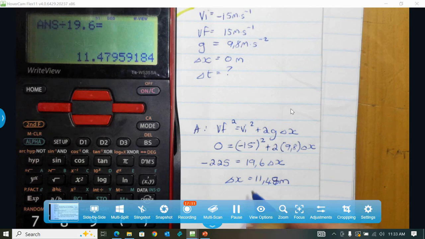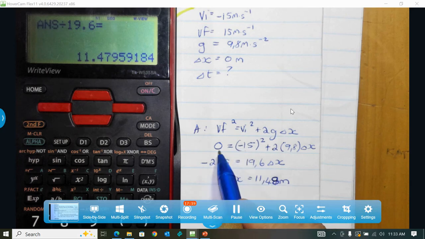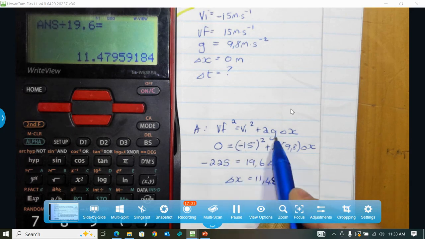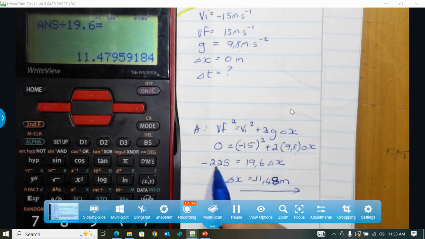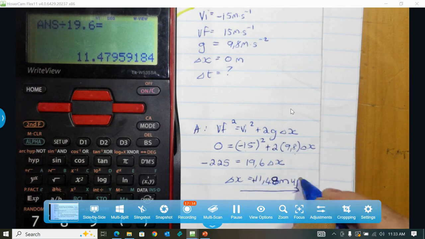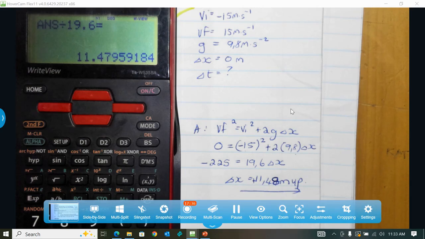And that actually makes sense because it's being thrown up. So that's not a problem. Okay, so we said initial velocity was minus 15, final velocity at the top was 0, g positive 9.8, and that makes sense. The fact that I got that negative answer, remember minus divided by the plus is a minus. Do you agree? It actually means that it went 11.48 meters up.